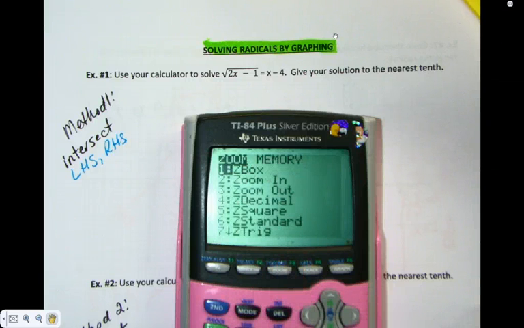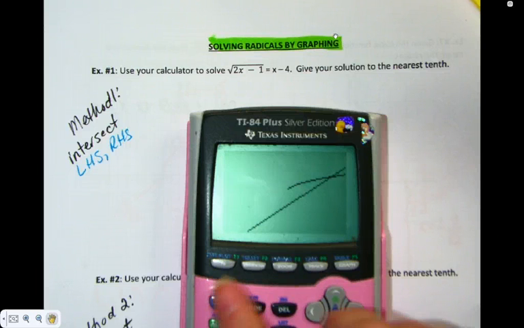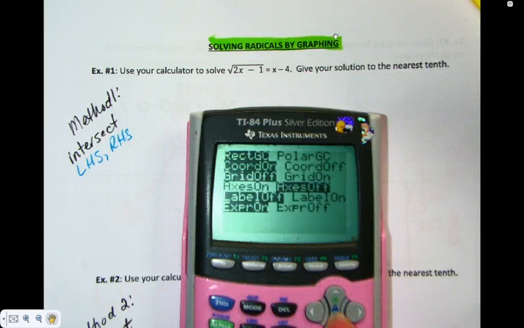We're going to zoom, and what zoom are we picking here? Well, we're not picking trig this time because that was a trig graph. We're picking standard. So standard is where it goes from negative 10 to 10. Ooh, and my axes are off. Over and over and over.